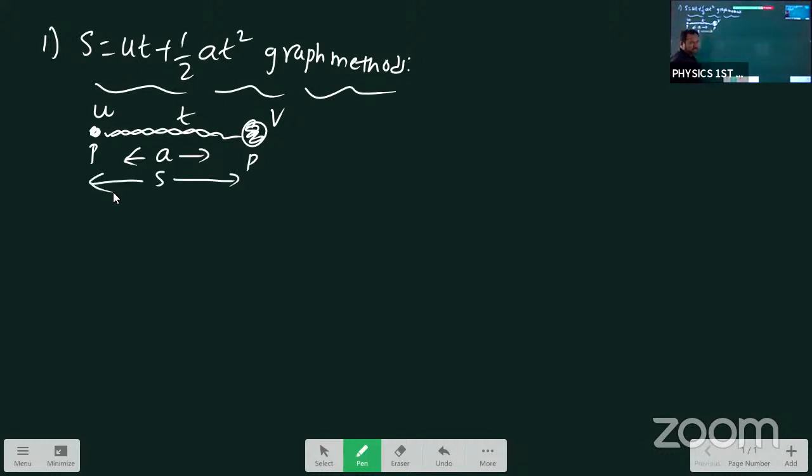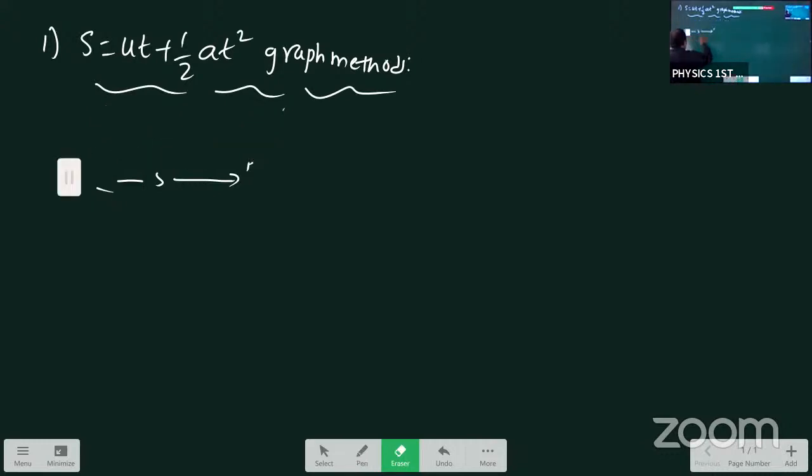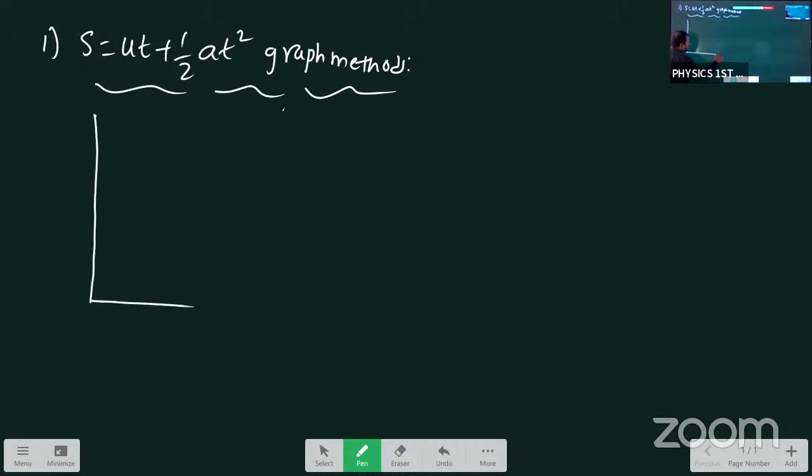Depending on this data, we draw a graph, because our question is to derive S equals UT plus half AT square by the graph method. By using the graph we want to derive S equals UT plus half AT square. Draw the X axis, Y axis, origin. Initially the particle moves with U velocity. Take U as the initial velocity.